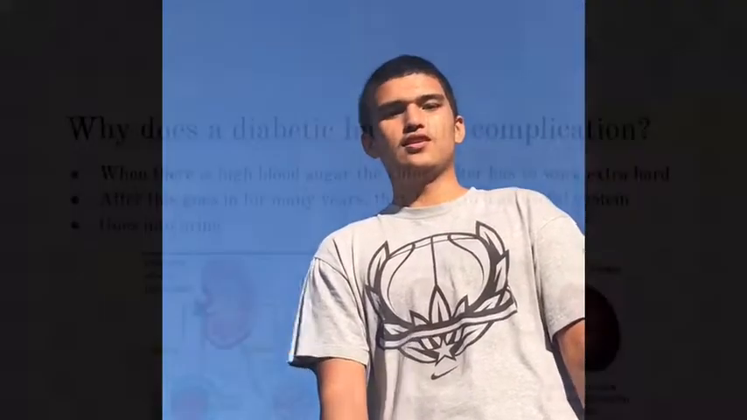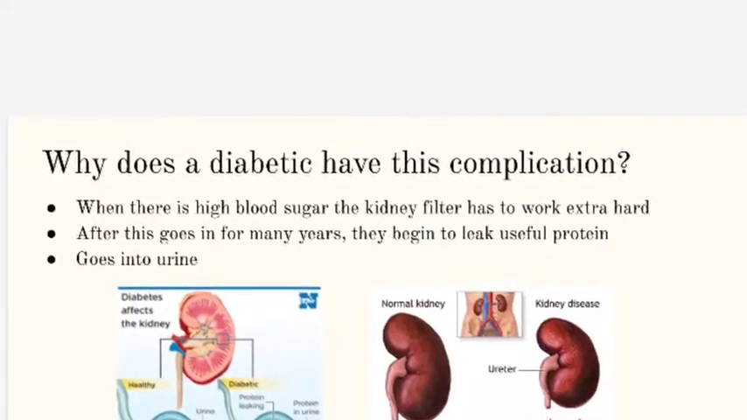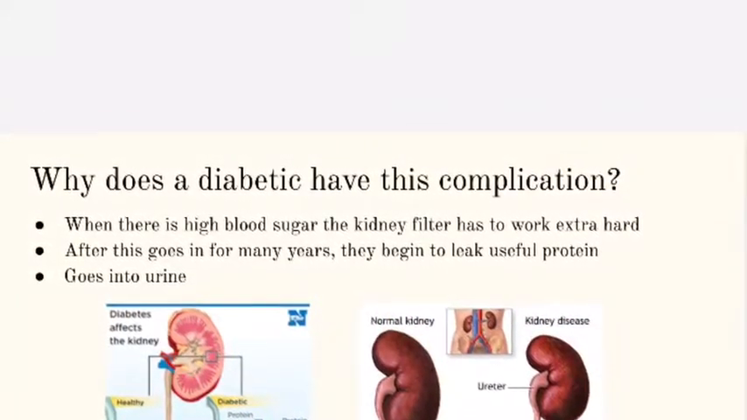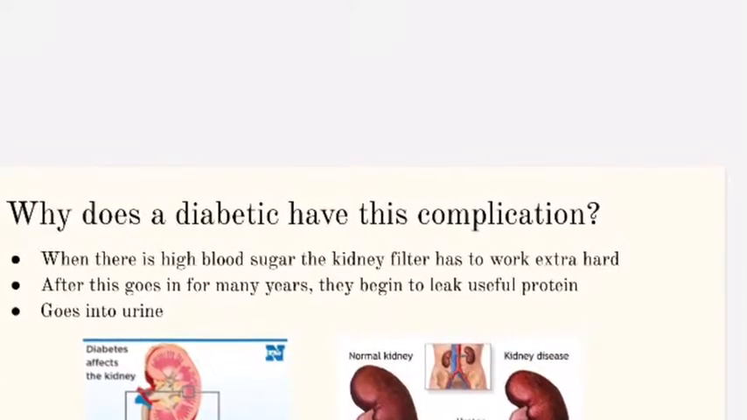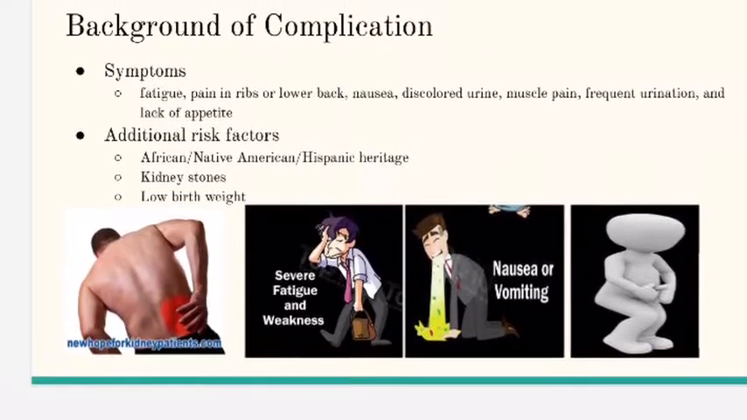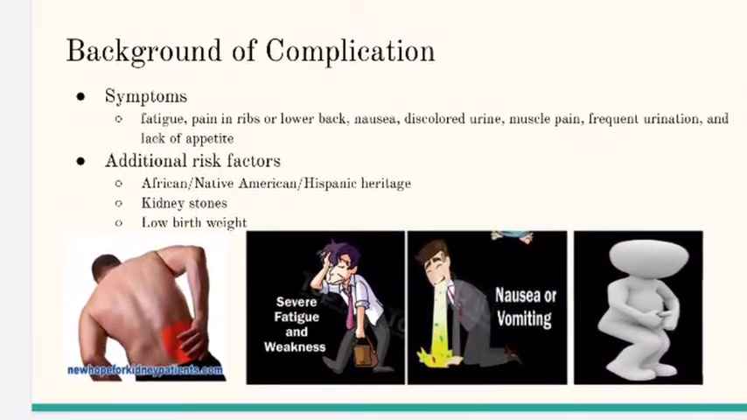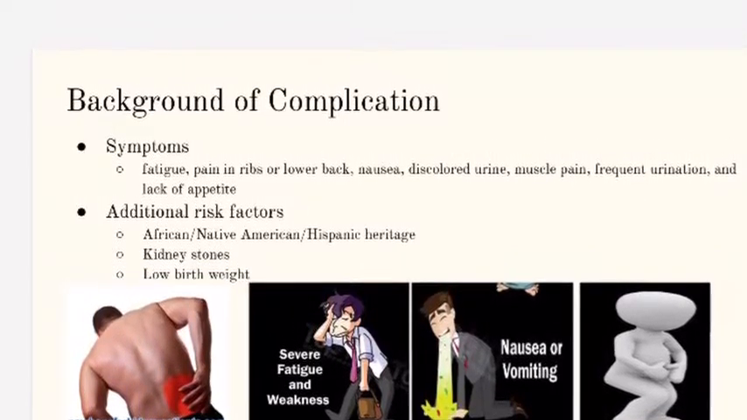One long-term effect diabetes could have on a person is kidney disease. This occurs because of the high blood sugar, which makes the kidney filters have to work harder. After this goes on for a long time, the filters will wear down and will not work efficiently. Once that happens, usable protein will be lost and exit your body through urine.